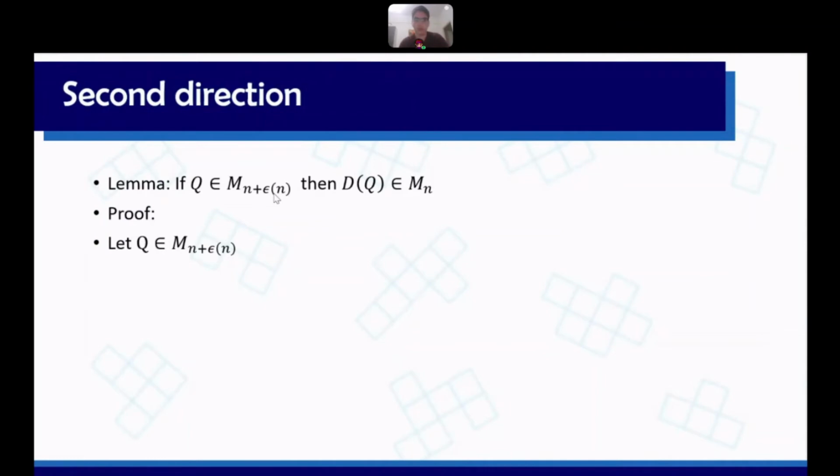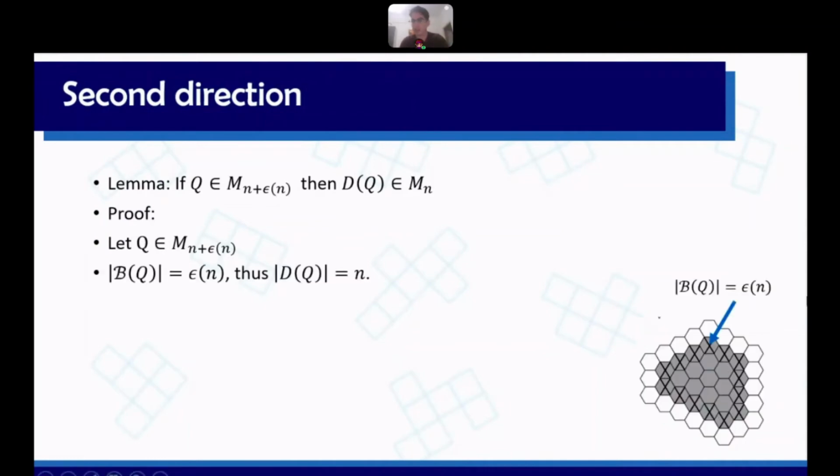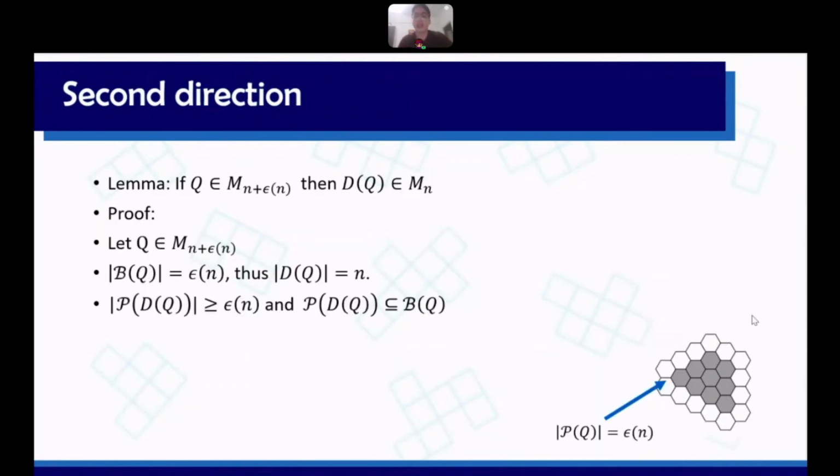And again, I won't go into too much detail, but if we take this polyomino and deflate it, we can show that we will get exactly something of size n. This is using condition 2 from our theorem. And this new lattice animal of size n will have exactly epsilon n cells on the perimeter, so it is a minimal perimeter lattice animal, and this is exactly what we wanted to show.